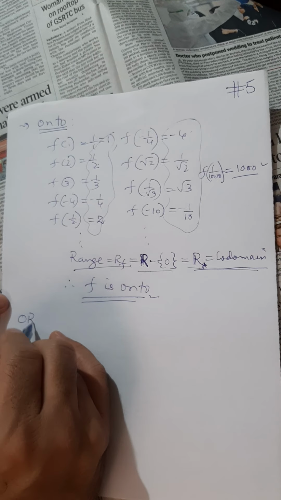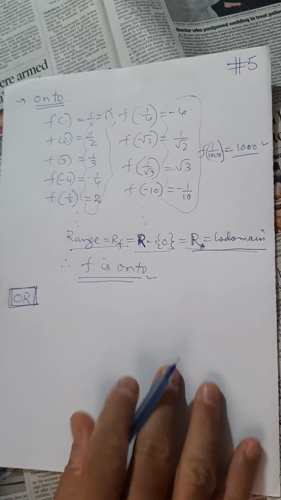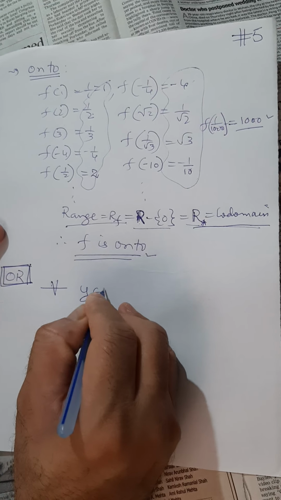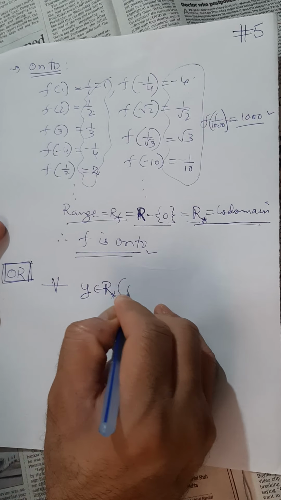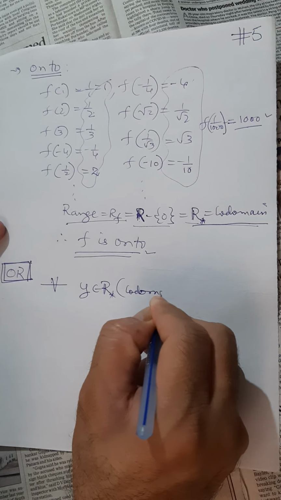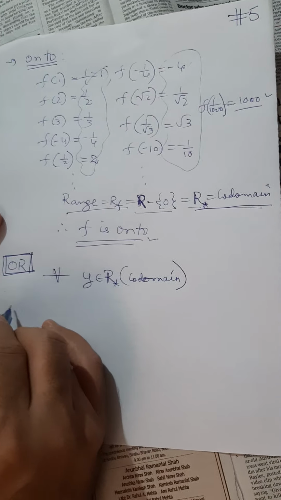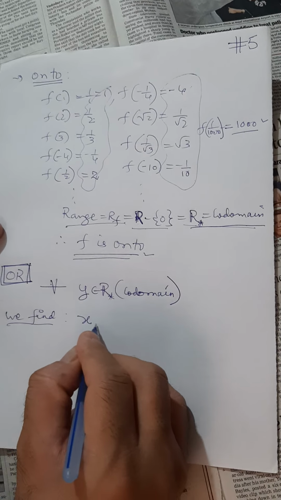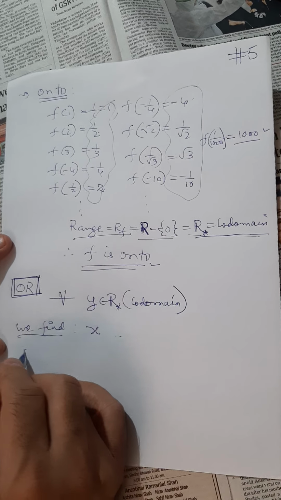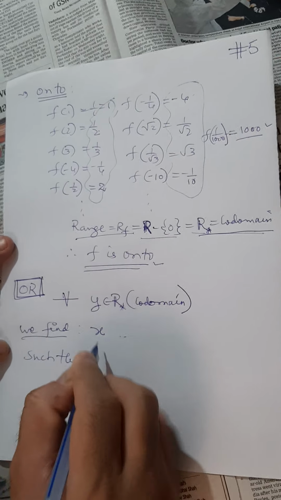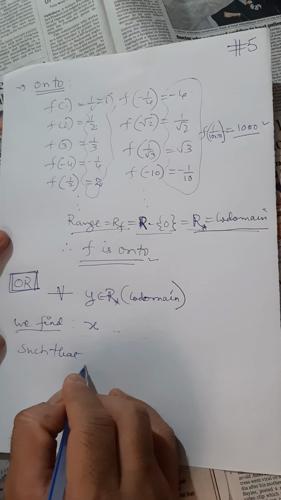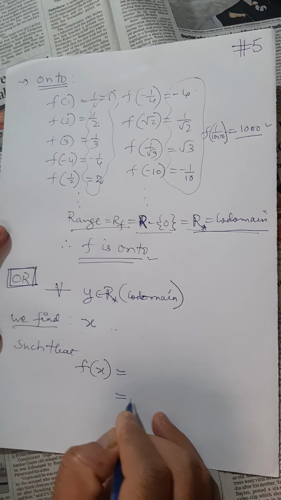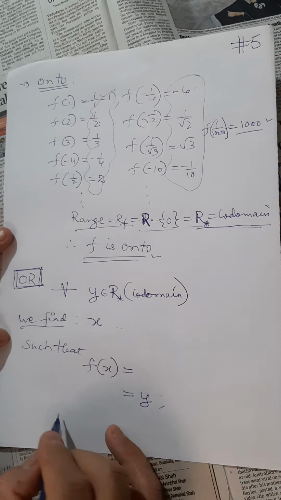Or alternatively, this is another way of doing. What we do, we start with this. For every y from the codomain, R star, remember, this is codomain, we find x. Now how to find that we'll see. We find x such that if I find f of x, if I apply the function, at the end my answer should be y, and then f is onto.